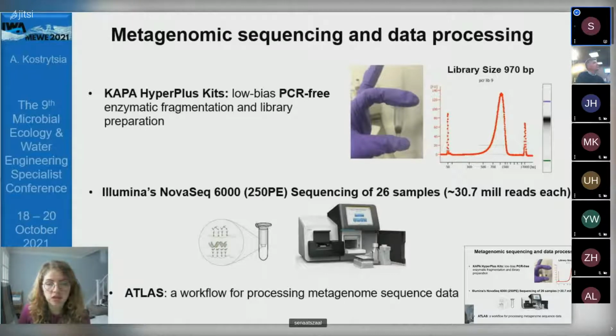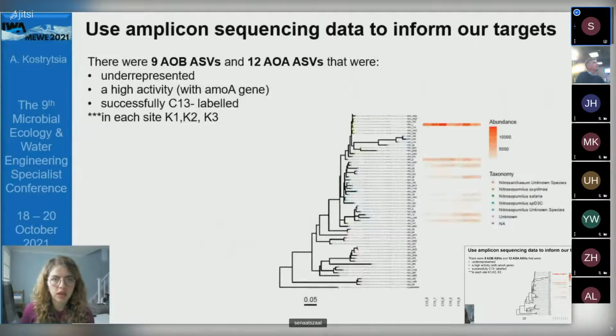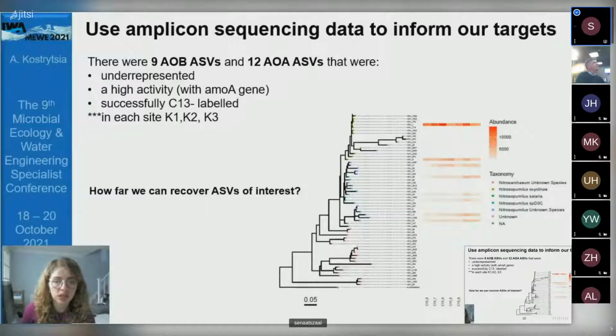and then we used the Atlas workflow to process our metagenomic data. We used our amplicon sequence data for this experiment to inform our metagenomic targets, where we were able to see 9 AOB and 12 AOA amplicon sequence variants, which were at the same time underrepresented, highly active, and successfully C13-labeled groups of microorganisms in each of the sites. And we wanted to see how far we can recover those in the metagenomic dataset.